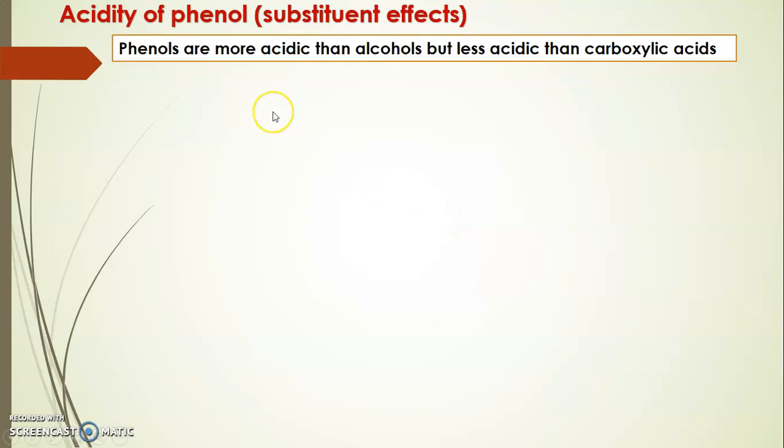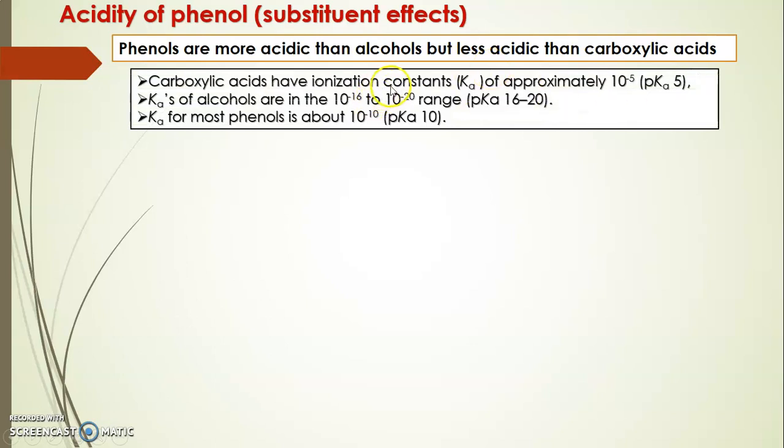The final one is the acidity of phenol, that is the substituent effect. Phenols are more acidic than alcohols, but at the same time less acidic than carboxylic acids. Carboxylic acids have an ionization constant Ka of approximately 10 raised to minus 5, that is pKa will be around 5, and Ka of alcohols are in the range 10 raised to minus 16 to 10 raised to minus 20, and their pKa will be 16 to 20. And Ka for most phenols is in between these two, that is 10 raised to minus 10, and its pKa will be around 10.